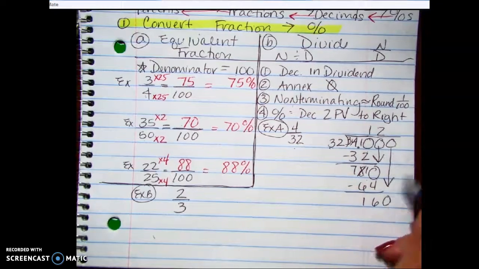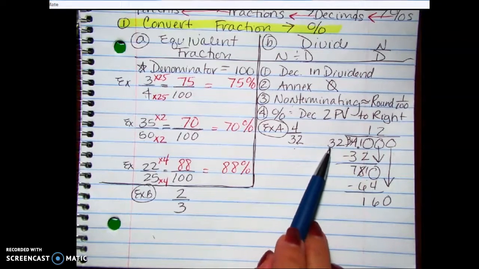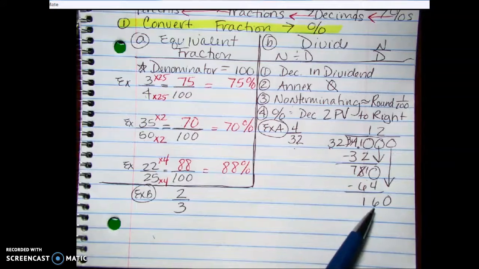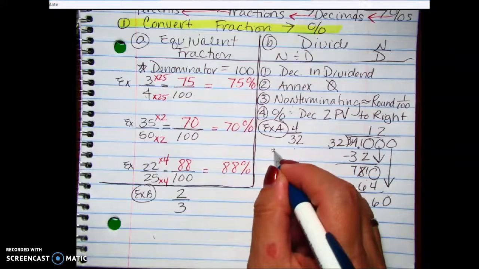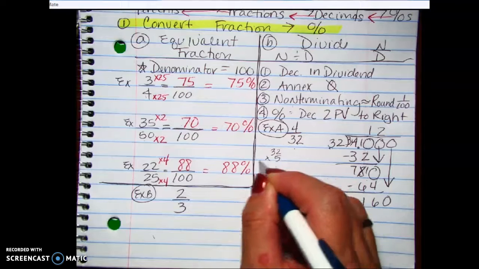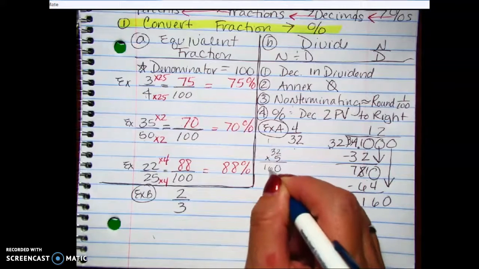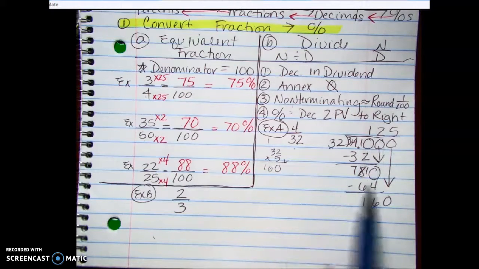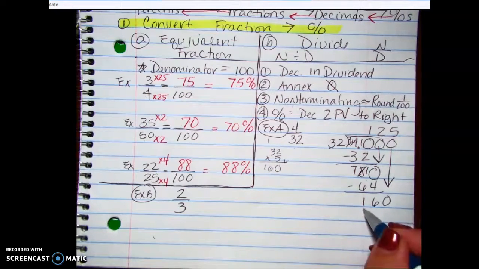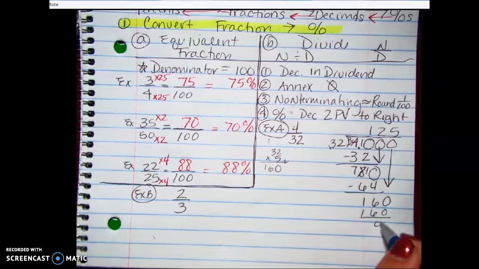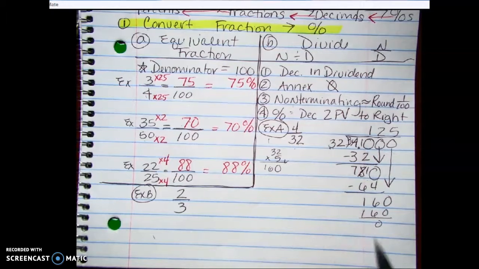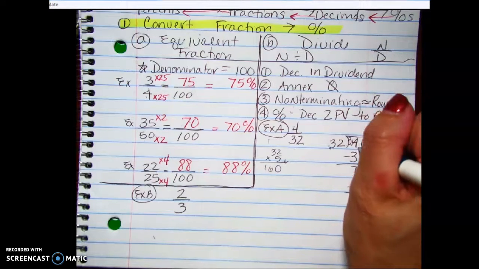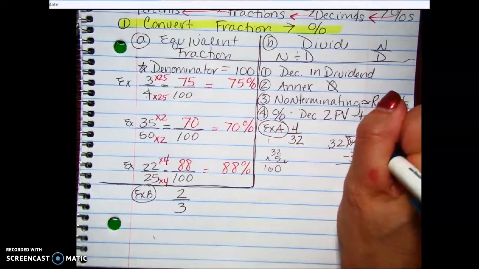Well, let's see. I know 30 estimate times 5 is 150, so 32 times 5 ends up being 160. Bingo! It is a terminating decimal because I end up with no remaining numbers. Now, what do I do with my decimal point? I bring it up and I put it here.